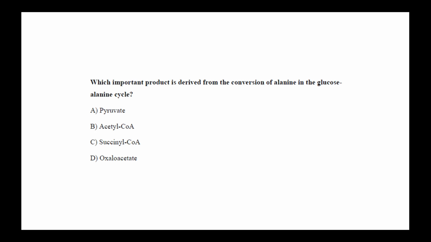Which important product is derived from the conversion of alanine in the glucose alanine cycle? Option A, pyruvate. Option B, acetyl coenzyme A. Option C, succinyl coenzyme A. Option D, oxaloacetate.